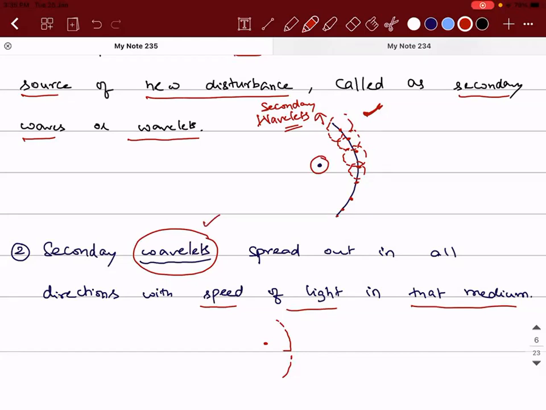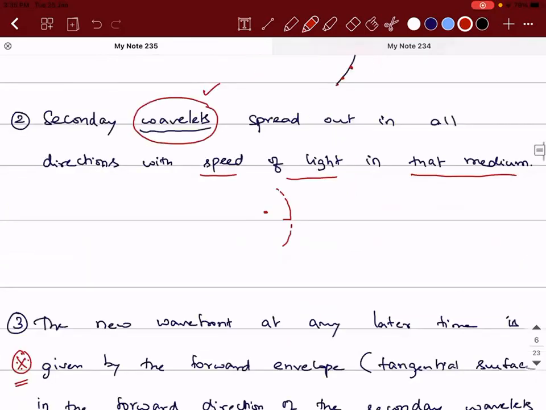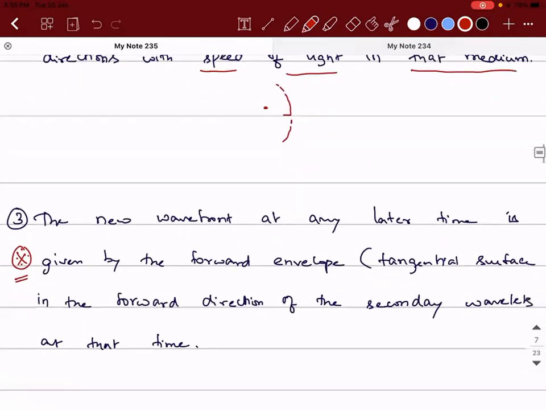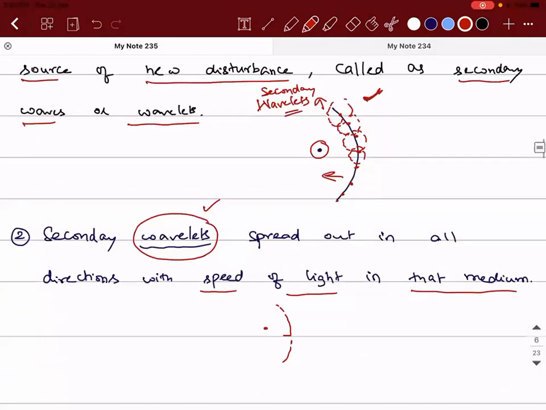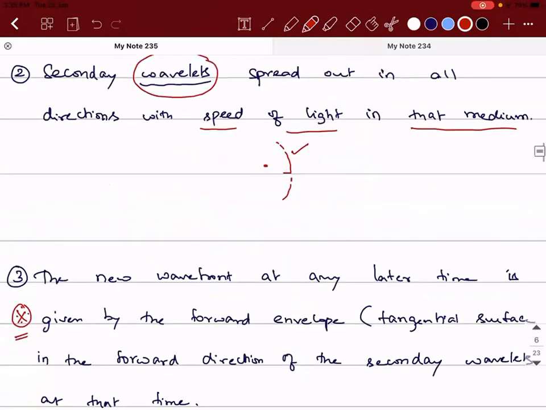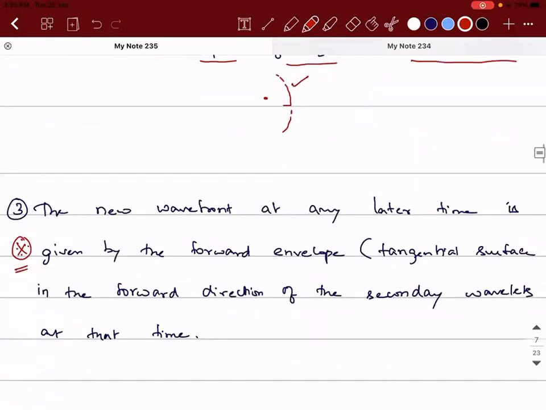Second point: secondary wavelets spread out in all directions with the speed of light in that medium. And the third most important point is, you have drawn the first wavefront, you have drawn the secondary wavelets. Now the question is, how is the new wavefront generated from these wavelets?